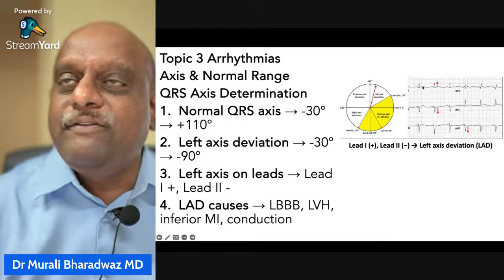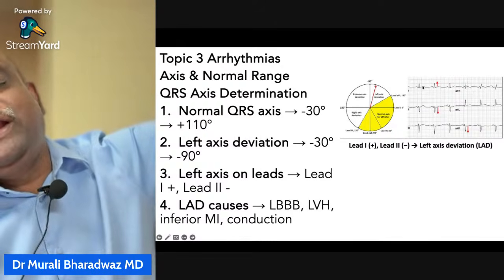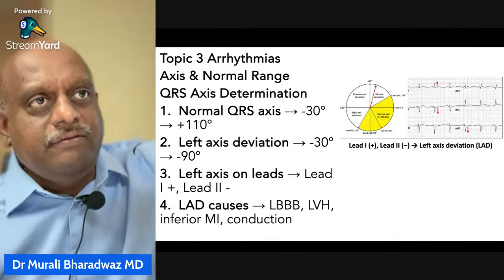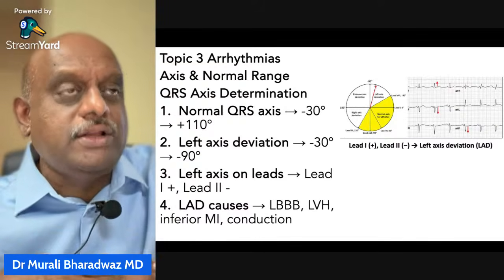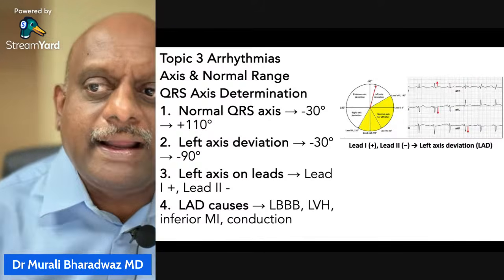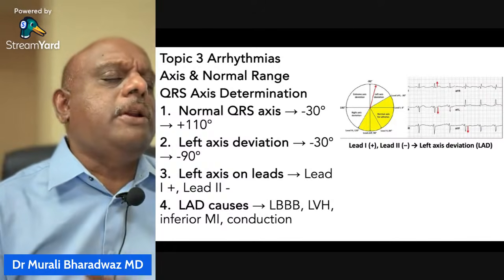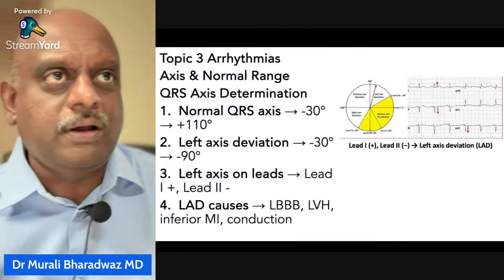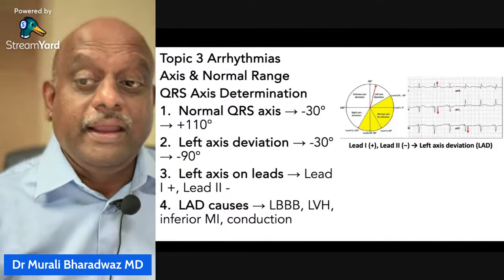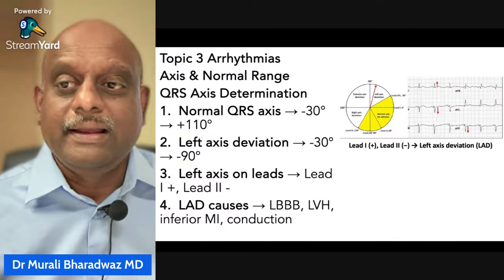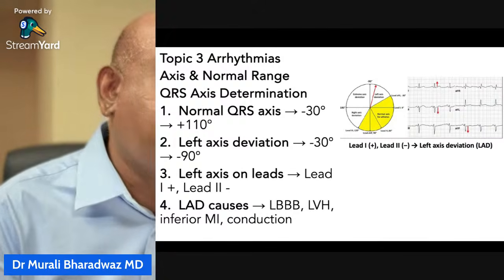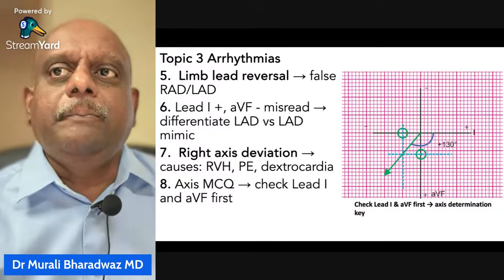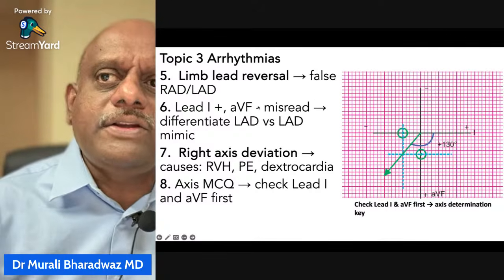Then in lead 1 it is upward, but in lead 2 it is downward. That is left axis. Lead 1 looking downward, lead 2 looking upward, that is right axis. So what are the very common causes of left axis deviation? Left bundle branch block, left ventricular hypertrophy, inferior wall MI. They all lead to the development of left axis deviation. Okay. Then a very important thing, limb lead reversal. How do you identify?